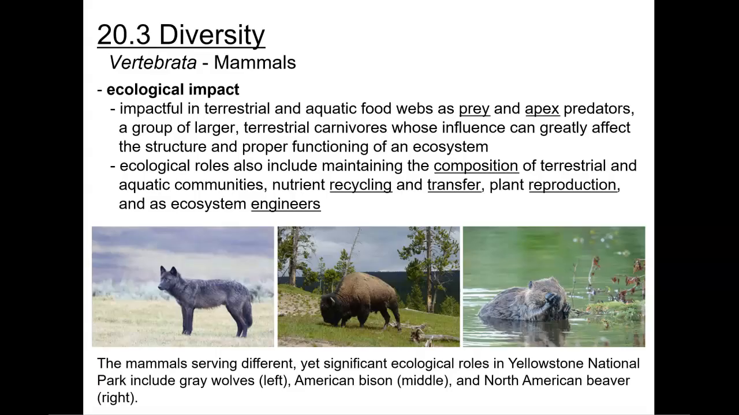Ecological benefits: they impact terrestrial and aquatic food webs as prey and apex predators, a group of larger terrestrial carnivores who can greatly influence the structure and proper functioning of the ecosystem. Ecological roles also will include maintaining things like composition of terrestrial and aquatic communities, nutrient recycling and transfer, plant reproduction, and ecosystem engineers. So the mammals serving different yet significant ecological roles in Yellowstone that you see below are going to include things like your gray wolf, your American bison, and the American beaver.